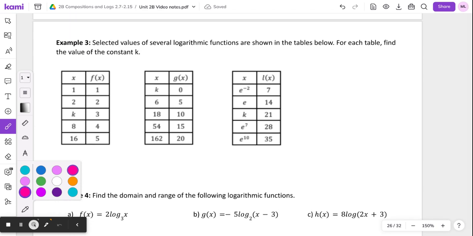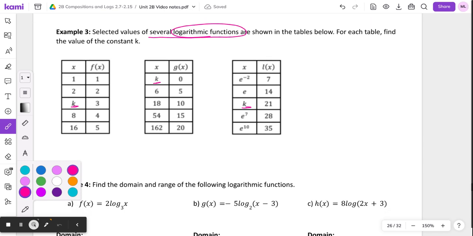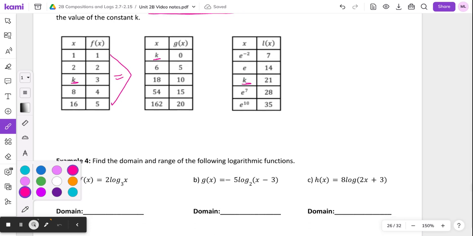Okay, so here we're given that we have values from a log function. We need to find k, so k is some kind of missing number in here. When we look at our tables, we want to notice that we have equally spaced y values, and we want to figure out what that factor is that we're multiplying by, our proportional scale factor in the x's. If we look from 1 to 2, looks like we're multiplying by 2. If we look again from 8 to 16, multiplying by 2.